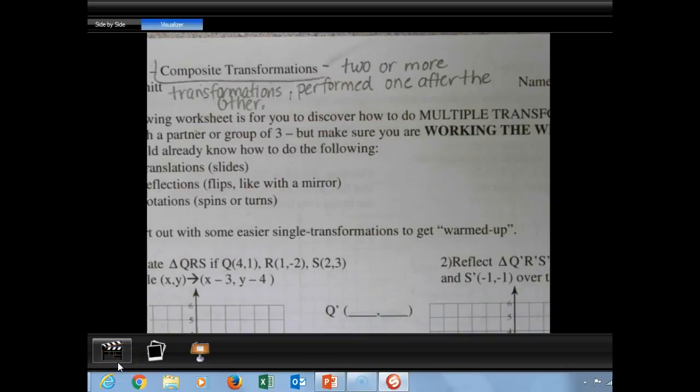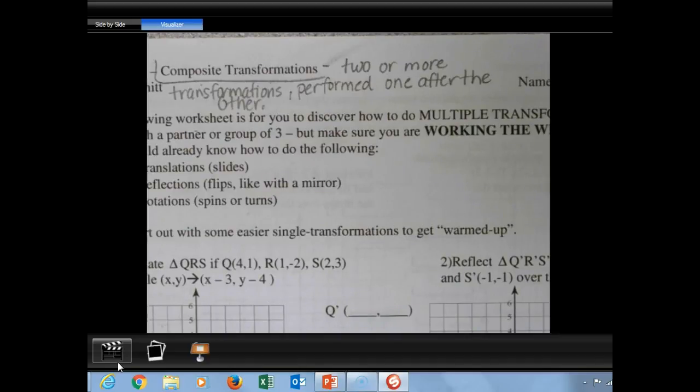All right, so a composite transformation is two or more transformations performed one after the other. That means you start with your original figure, and then you perform a transformation, whether it's a translation, a rotation, a reflection, or a dilation. And then after you've completed that transformation, you're going to do another and perform that transformation. What they are depends on what the directions tell you.